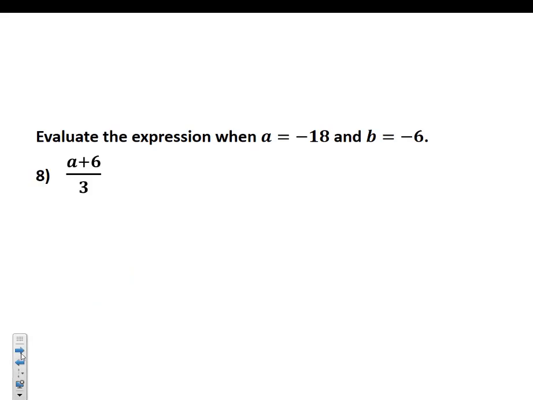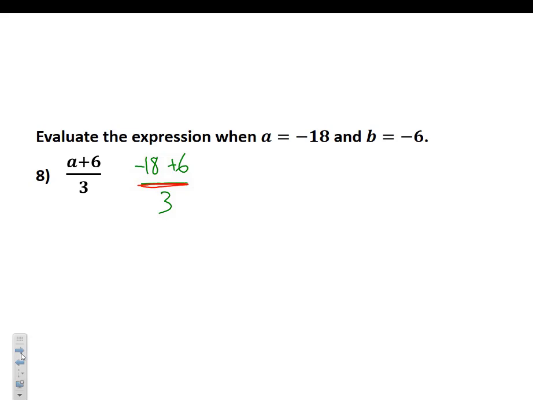Moving right along, evaluate another expression with the same values of A being negative 18 and B negative 6. So I have A plus 6 divided by 3. So once again, I am going to plug in the numbers. We only need to plug in the A. So I've got negative 18 plus 6 all divided by 3. Now I can evaluate it using the order of operations, and I can see right here I have a division bar. That division bar is a grouping symbol, meaning that I need to do the math in the numerator first.